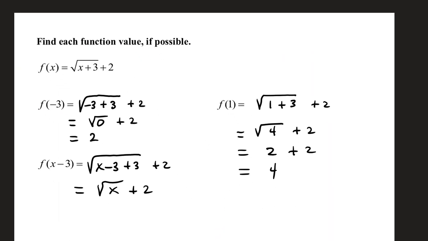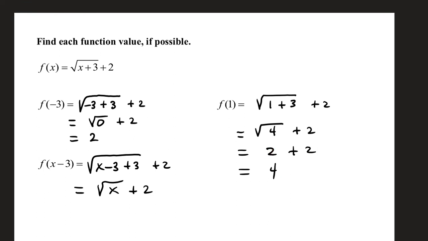In our next example, we have a function defined as f of x equals the square root of x plus 3, then plus 2. Be careful to note this is not under the square root radical. Our input of negative 3 goes right here. Square root of negative 3 plus 3 plus 2. That's square root of 0 plus 2, which totals out to 2. If we change our input to 1, then we have the square root of 1 plus 3 plus 2. Square root of 4, that's 2, plus 2 is 4.